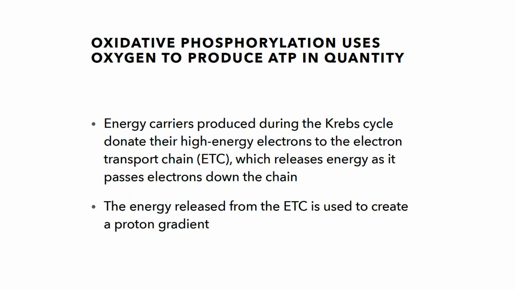Energy carriers produced during the Krebs cycle, specifically NAD and FAD2, donate their high-energy electrons to the electron transport chain. As electrons move down the chain, energy is released step by step. This released energy is used to pump protons across the inner mitochondrial membrane, creating a proton gradient. This gradient represents stored potential energy that will be used to synthesize ATP.